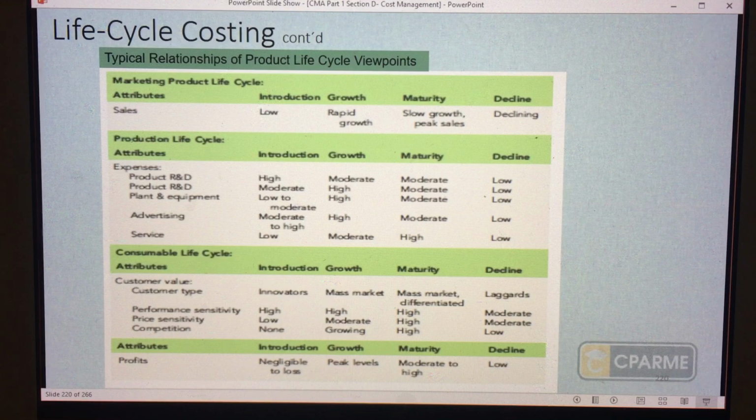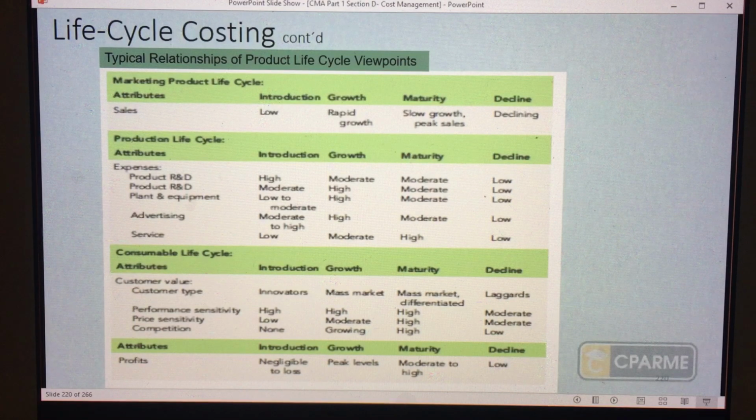Kaya dito sa ating customer type, ang sabi niya ay and for the growth, we have mass market, of course, because tumataas ng demand. That's the expectation. For maturity, mass market, and this is where you require differentiation as one of your strategies in long-term strategic planning. Isa to sa mga steps natin. And then you have your decline or your laggards. For performance sensitivity, of course, it's high. It's high for introduction up until maturity. Because if you look at the type of customer that you have, we are always looking for quality performance.